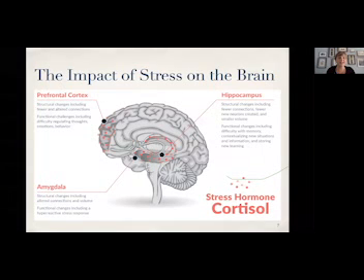So again, under stress and trauma, the limbic system structures are not communicating with each other, which brings about a breakdown in learning.